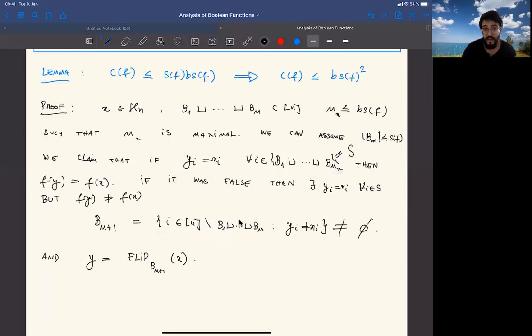And so f(y) is f of x flipped on b_{m+1}, and has a different value. And this block is outside all these blocks. So you just created an extra block for x, which is impossible, because of the choice of these blocks: I chose m_x to be maximal, so I can't select something larger. And so S equals b_1 union up to b_{m_x} is a certificate for f at x.